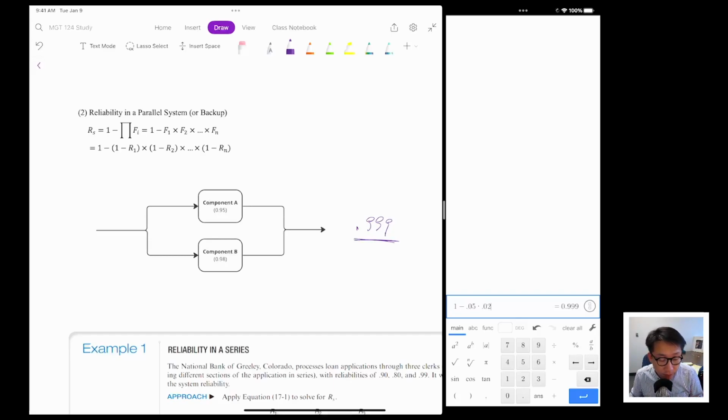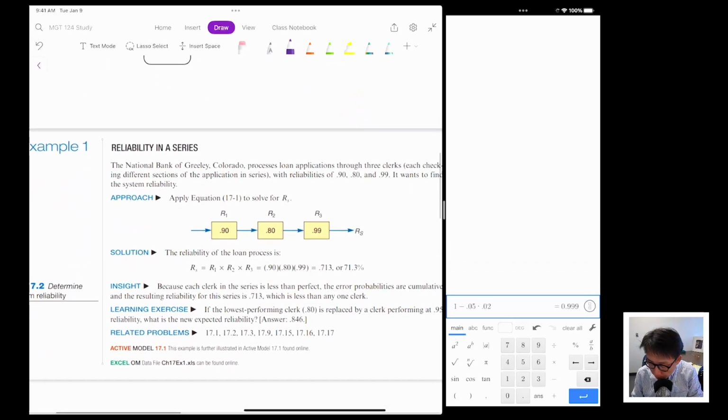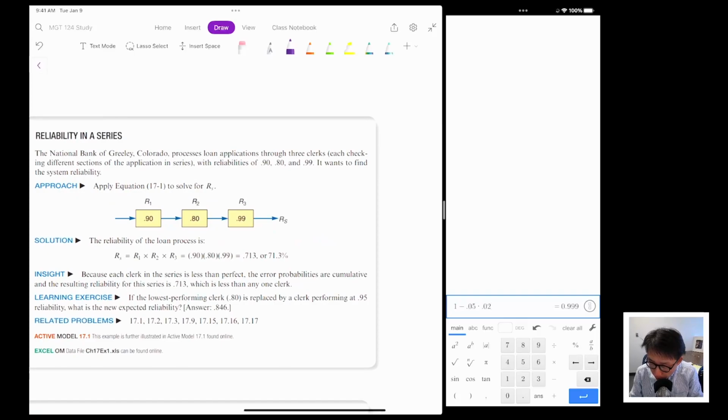Allow me to remind you of several examples from your textbook. This is a fairly simple design. You need to recognize what design each problem is asking you to solve. So this is very simple. This is a series system. So your reliability is defined as R1 times R2 times R3. You keep multiplying those numbers, and you'll get 0.713. As I mentioned earlier, if this is a series system, the resulting reliability of the system will most likely be smaller than the individual reliabilities of all the components.